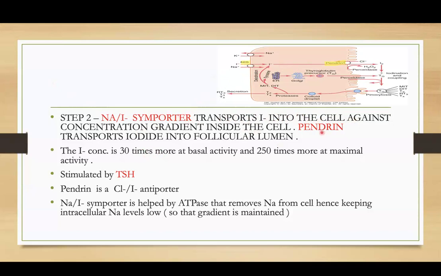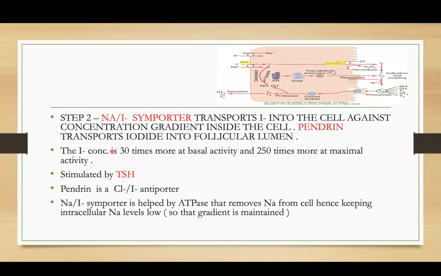And then we have something called pendrin, which transports iodide into the follicular lumen. So once this iodide enters the follicular cell, it's going to go into the lumen via this pendrin. And what is pendrin? It's a chloride iodide antiporter. So basically, the chloride that's present in the lumen is going to be pushed into the cell, and then the iodide in the cell is going to be pushed into the lumen. So it's like an antiporter.